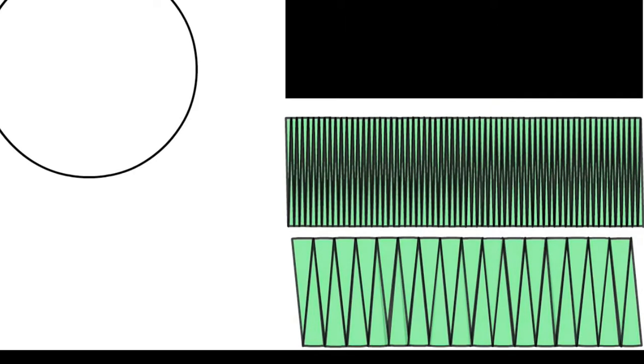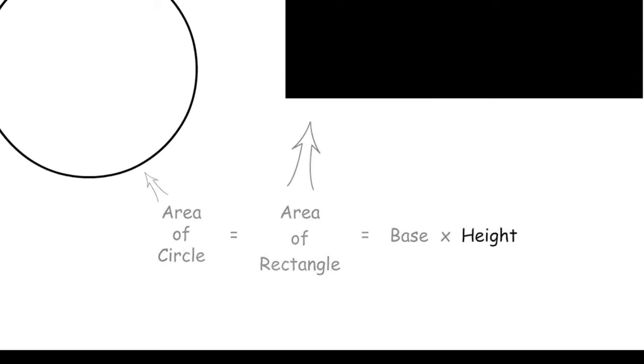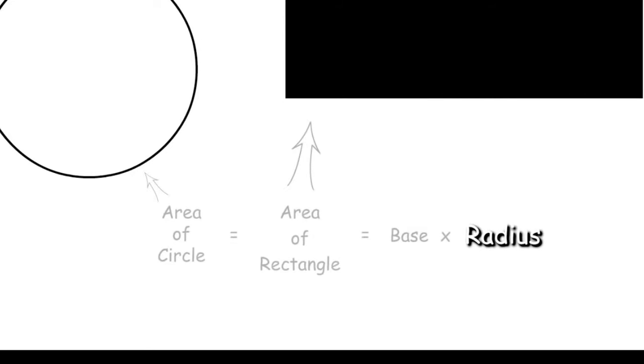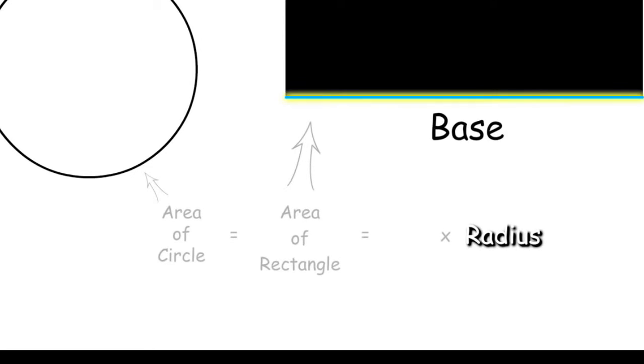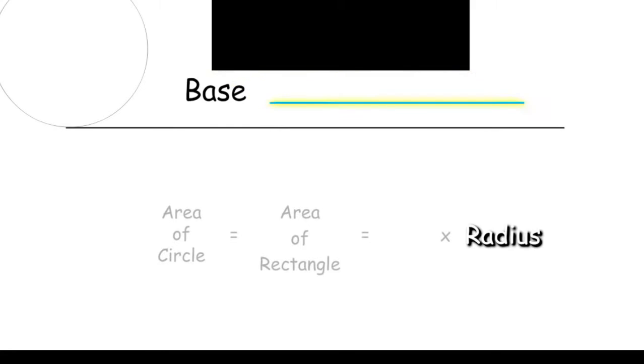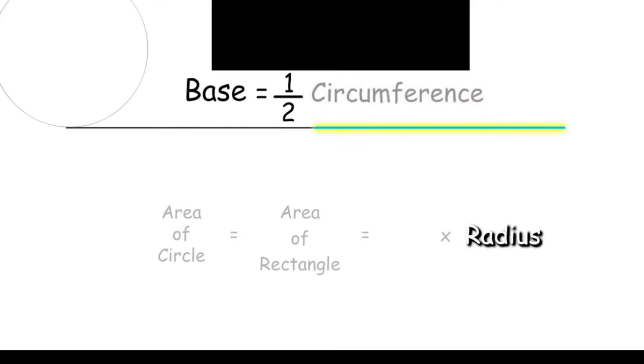Wow. So cool. So, the area of the circle is equal to the area of the rectangle, which is equal to base times height. The height of the rectangle, as you can see, is the same as the radius. So height is equal to radius. To find the base, we need to look at the circumference of the circle. And when we compare the base and the circumference, we can see that the base is equal to 1/2 the circumference.